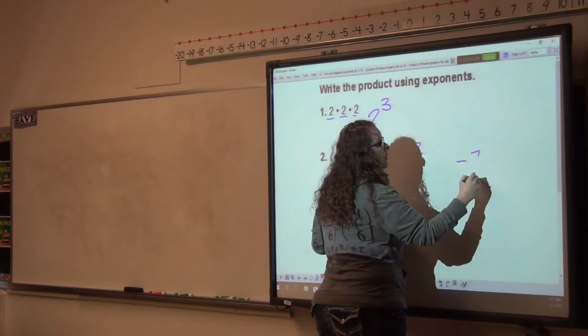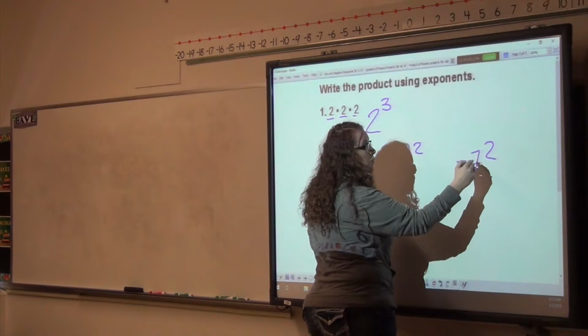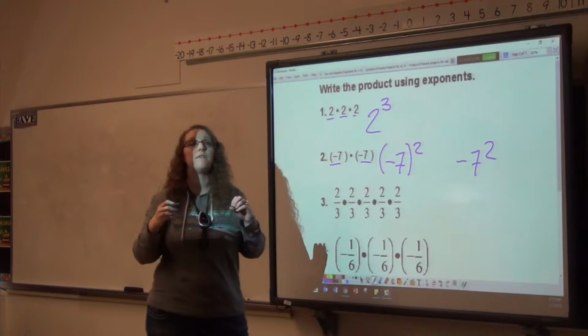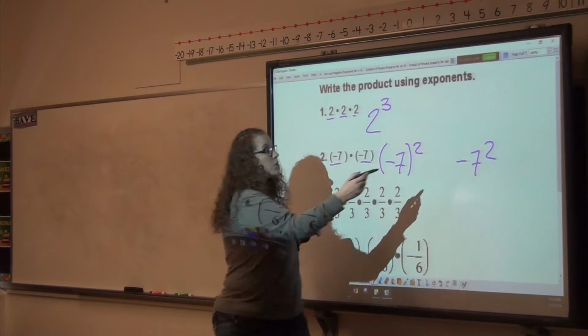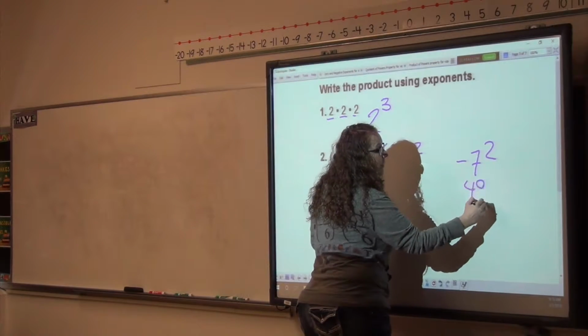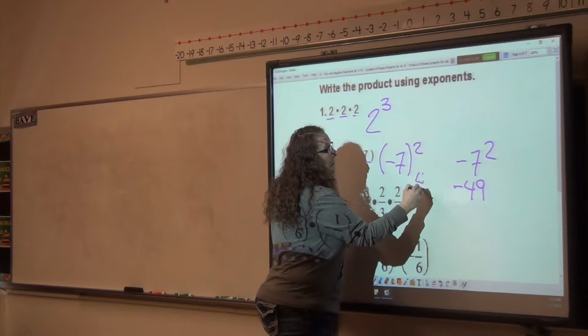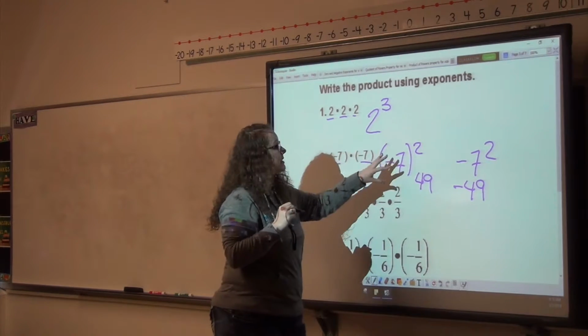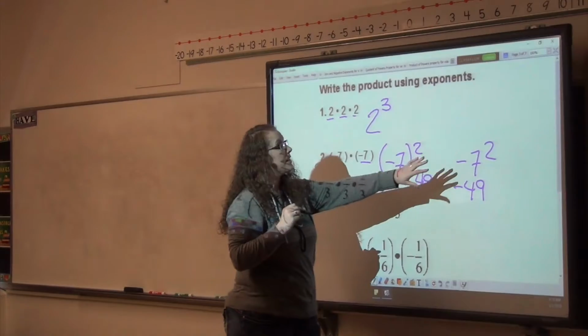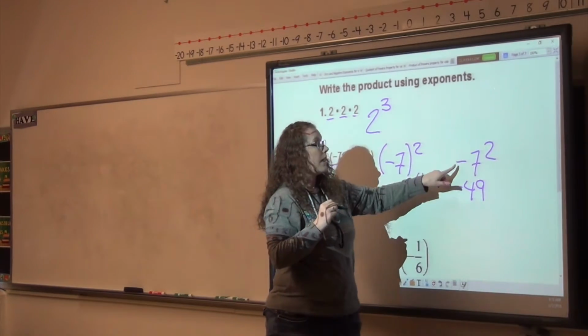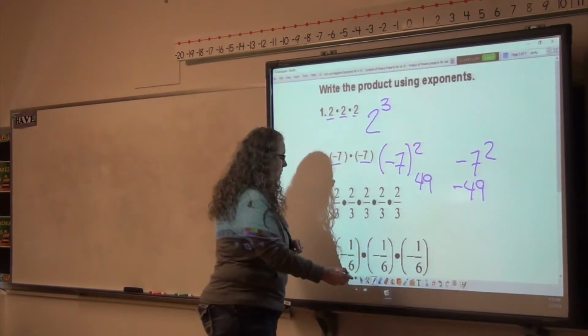This right here, the exponent only affects what is directly in front of it. So this one here is going to be 49, and it's negative, but this one here is going to be positive 49, because it's negative 7 times negative 7. This is 7 times 7, and the answer is negative.